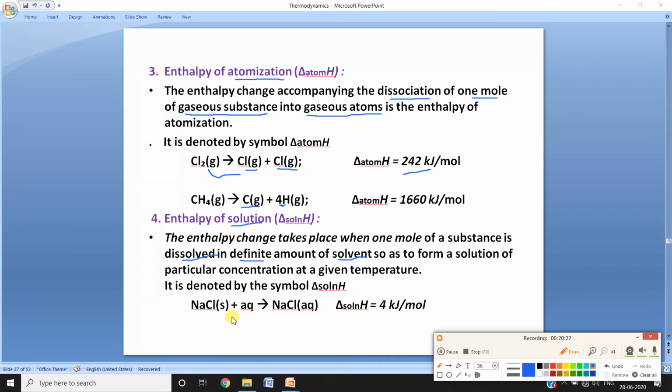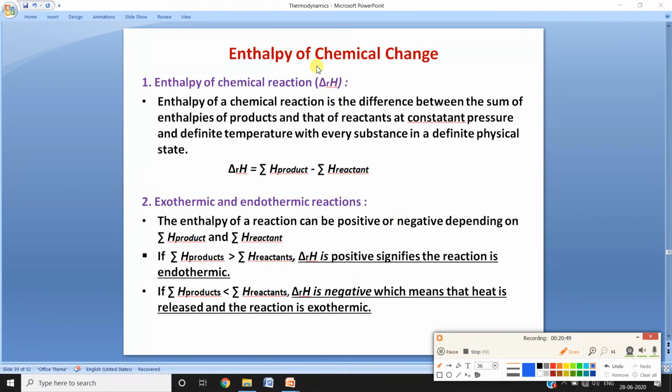Now here, solid NaCl dissolves in aqua, water, and forms aqueous NaCl, and the amount of heat, enthalpy, required is 4 kilojoules per mole. So our first concept was enthalpy of ionization, second was enthalpy of atomization, third was enthalpy of solution, and electron gain enthalpy. Now our next point, enthalpy of chemical change, an important and simple concept.